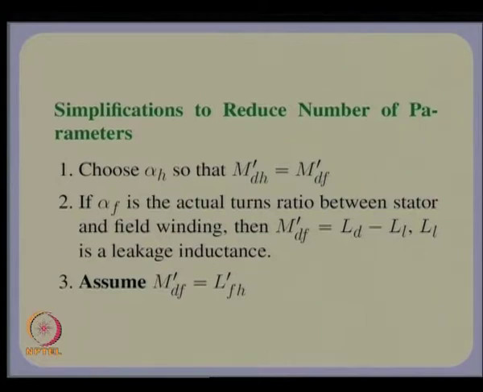Now, the third thing which I am using here is to assume MDF dash is equal to LFS dash. So, by assuming this, I am reducing the need for one parameter. In fact, this is an ad hoc assumption, without any justification. We have not given any justification for this. In fact, there are leakages which have to be accounted for. So, the third assumption is an ad hoc assumption. It is not based on very realistic or correct reasoning, but is just an assumption made to reduce the number of parameters.